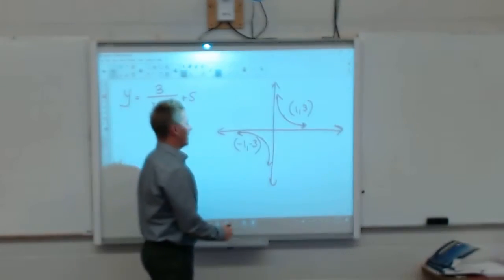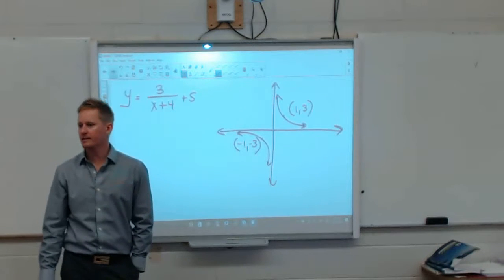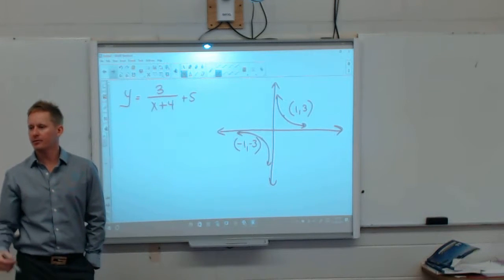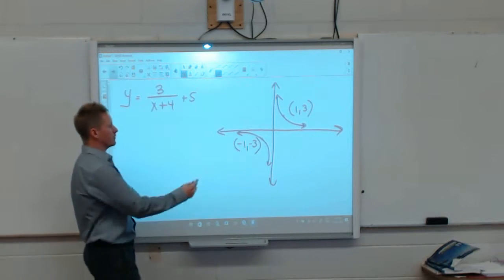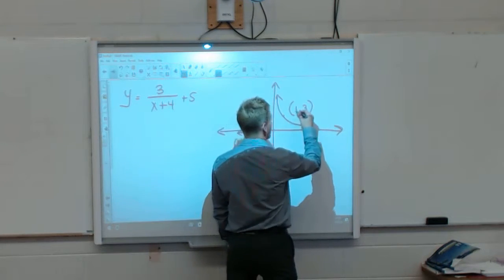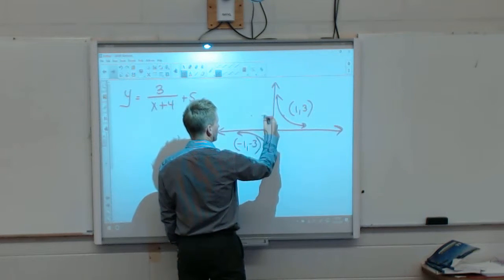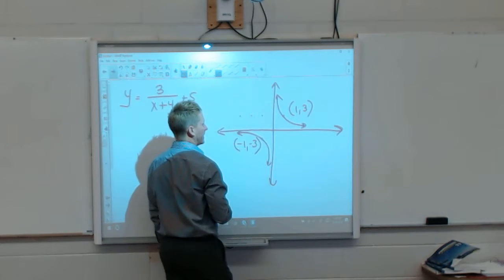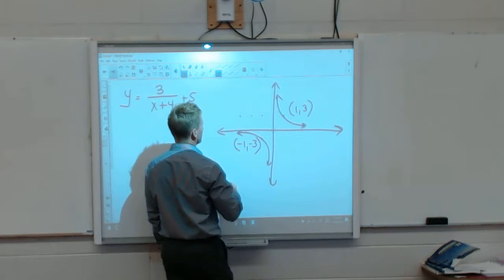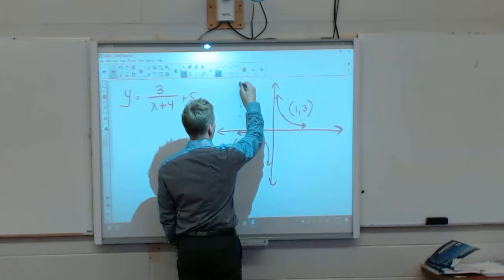Now, remember again, I have my asymptotes. So I'm going to move my asymptotes first, and then I'll place it. Or it doesn't matter, I guess. So which way did you say this coordinate has to go? Left 4. So over to here. 1, 2, 3, right there. And then up 5. 1, 2, 3, 4, 5.